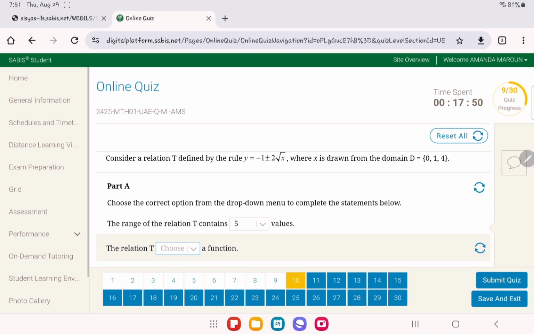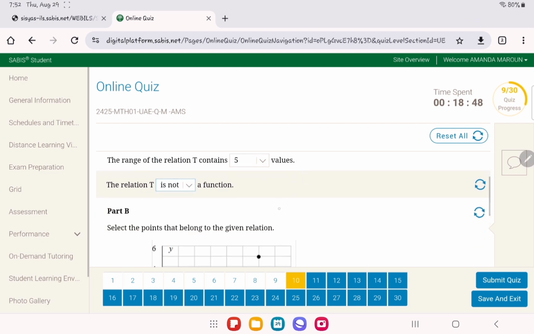Relation T, is it a function? If you remember from what we previously solved, if we go back to what we solved before, we're going to see that we have some solutions that have the same x but a different y. And we said if they have the same x and a different y, it is not a function. So, because they have the same x but a different y, it is not a function.